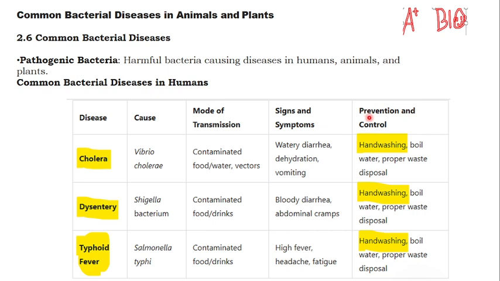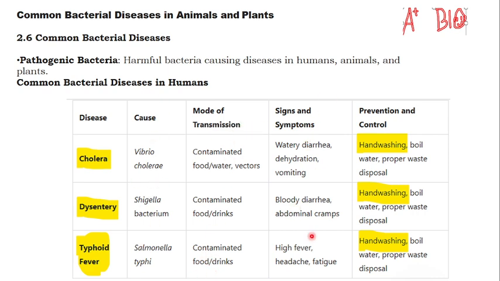How can you prevent them? Just improve your sanitation. How? Wash hands before eating, boil water, and dispose of waste properly, everything regarding hygiene. That way you are preventing those diseases. Cholera, dysentery, typhoid fever and so on are all diseases caused by bacteria. Cholera is caused by Vibrio cholerae, dysentery by Shigella, and typhoid by Salmonella typhi. The mode of contamination is eating food contaminated with one of these organisms.